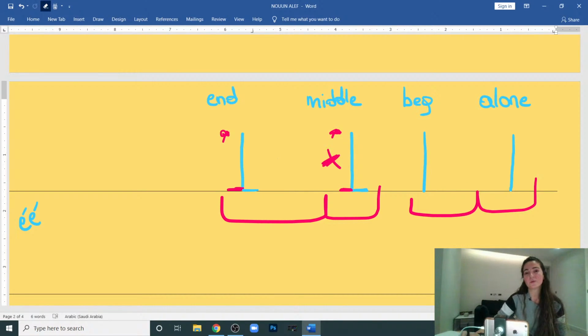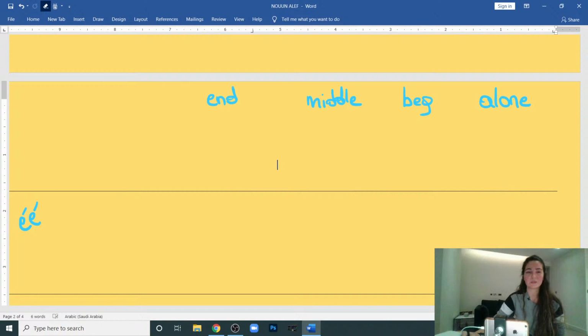If I were to join the alif and the alif and the alif together, let's imagine, you will never ever see in your life three alifs together in Arabic. But let's say you do. How are you going to join them? Let's think about it. Let me firstly rewrite the forms here in front of you.